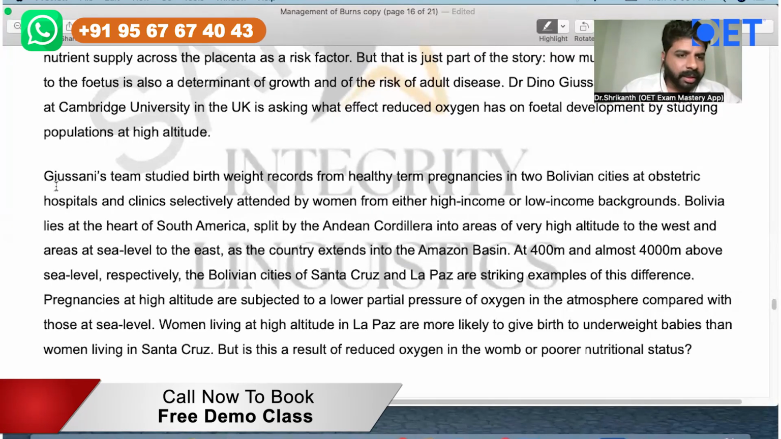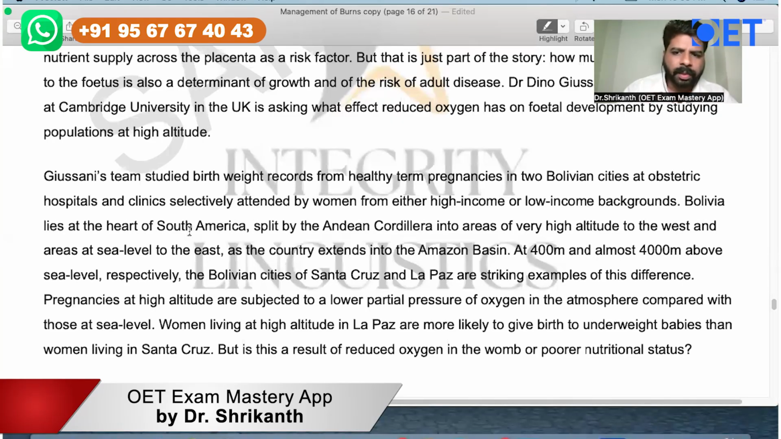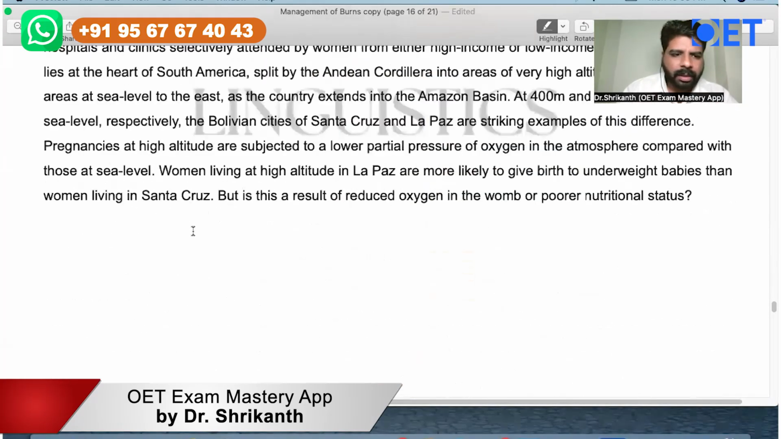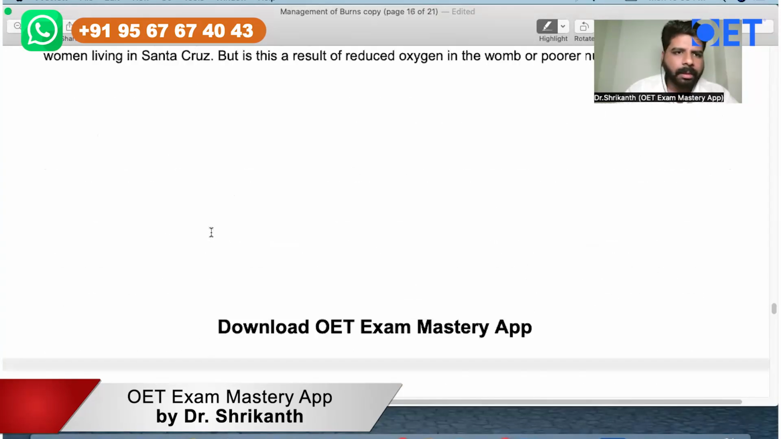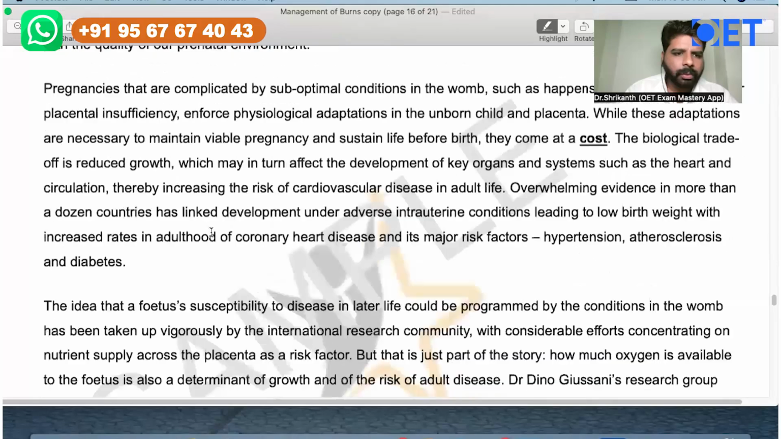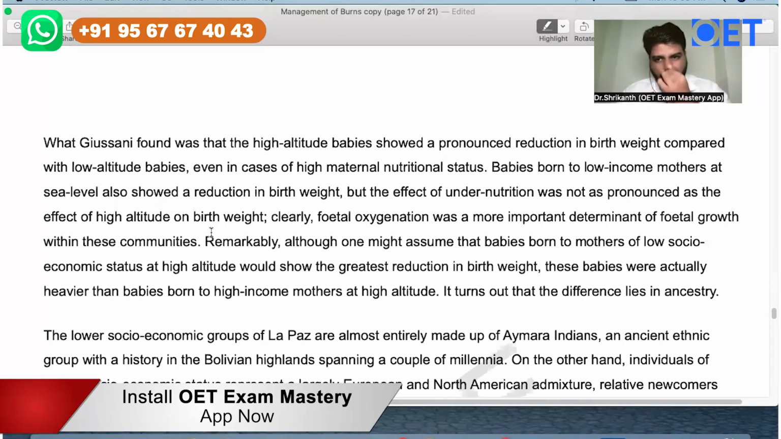So let's read the first sentence. Okay, so there is a person called Guzani and his team. Guzani and his team studied birth weight records from healthy term pregnancies in 2 Bolivian cities at obstetric hospitals. Is this the question? No, this one, right? This was paragraph 1, 2, 3, 4. Yeah, this one. Yeah, this is the paragraph.